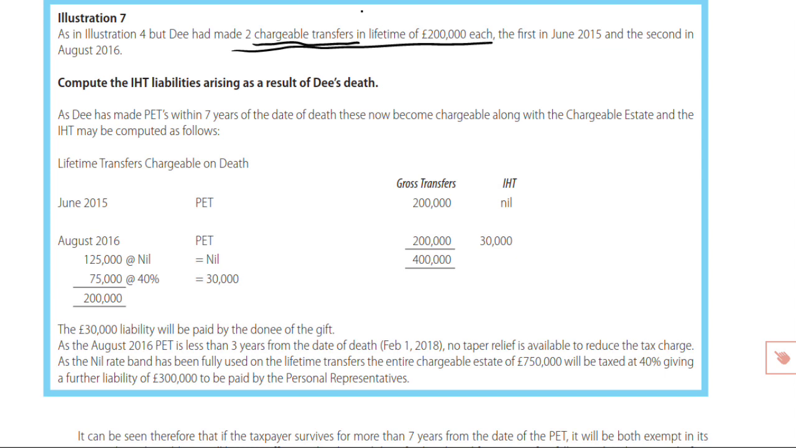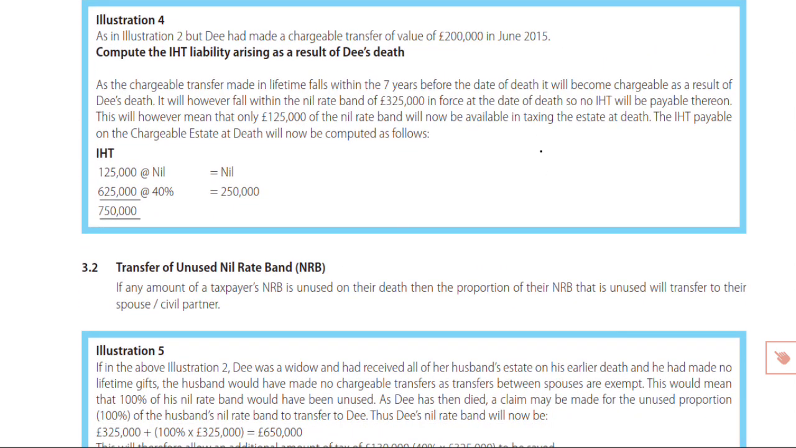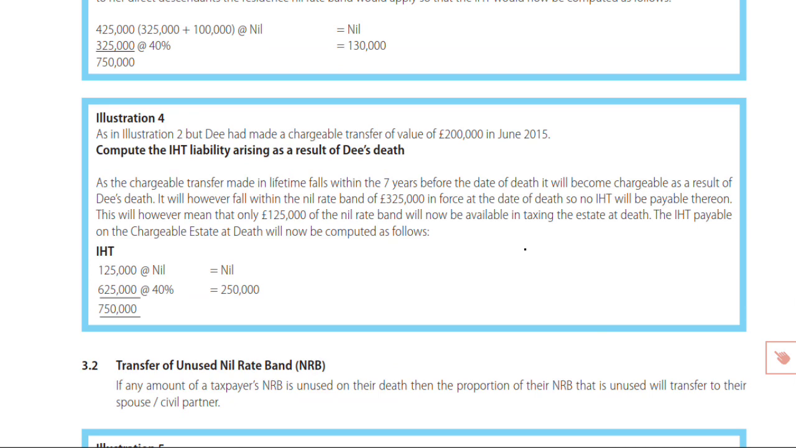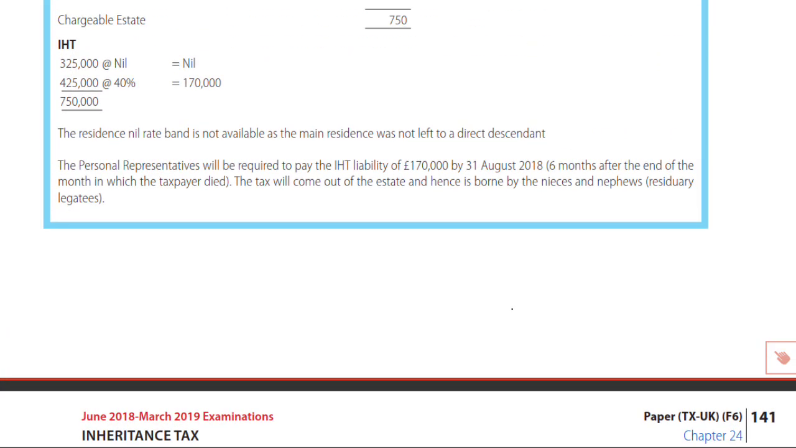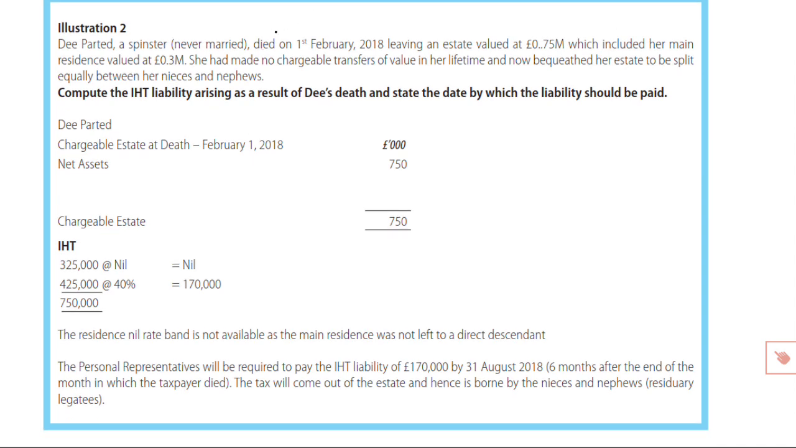So we've got 2 chargeable transfers of £200,000 each, the first in June 15, the second in August 16. The date of death in relation to this, if I just take you back to illustration 4. Now, illustration 4 picked up on illustration 2, and illustration 2 all the way back to that first detailed exercise we did. She died, bless her, departed, died on the 1st of February 18, leaving an estate valued at £750,000. It did include her main residence, valued at £300,000.